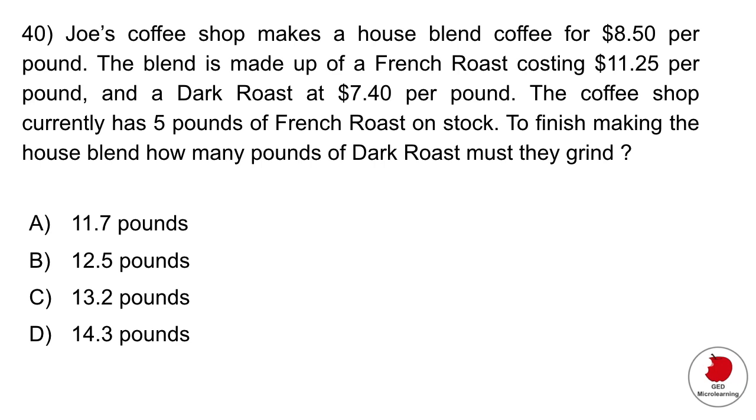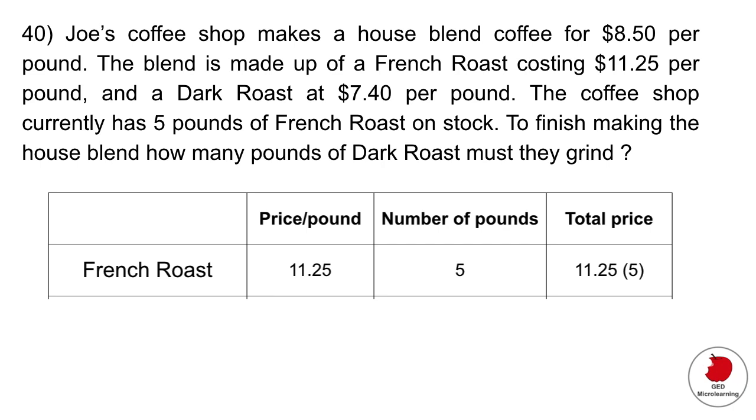Okay, so for this, I think what's really helpful is to do a little table. So let's go back to the question. It says the blend is going to be made up of French roast, and they're telling us that the price per pound is $11.25. And then they also tell us that they have 5 pounds on stock right now. So if we wanted to find out the total price of that French roast, we would multiply the price per pound times 5, because that's the number of pounds they have, right? So the total price would be 11.25 multiplied by 5.